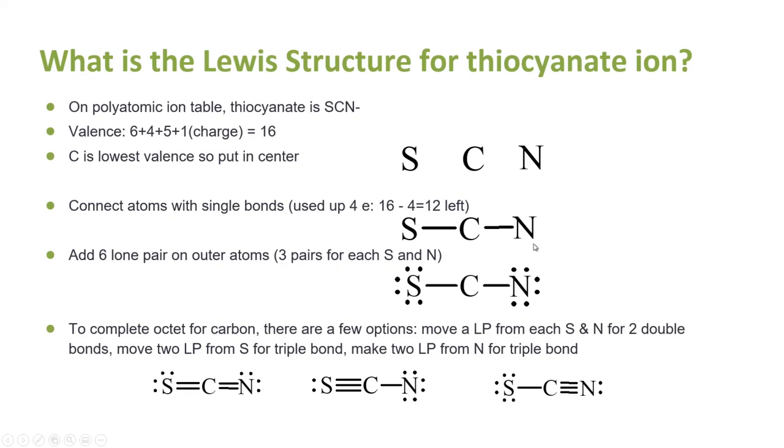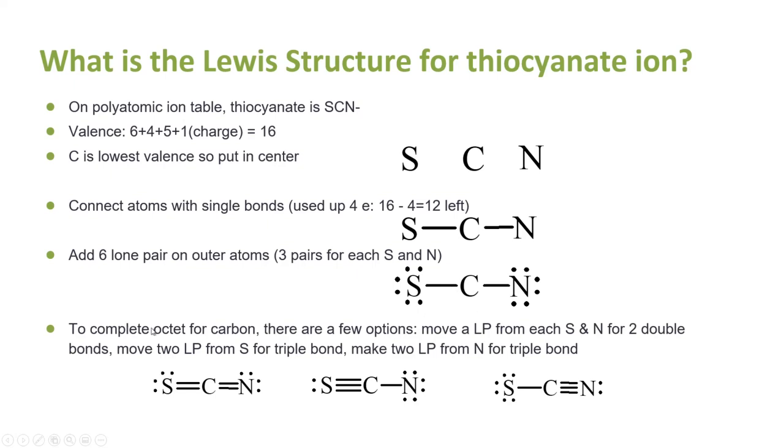I connect the sulfur and the nitrogen with a single bond, leaving me 4 electrons used up and 12 left. I form them on the outer atoms, so I put 2, 4, 6 here, 8, 10, 12. I've run out. So at this point I have the 16 electrons total, but I need to rearrange them because carbon currently only has 4 electrons. It does not have an octet.